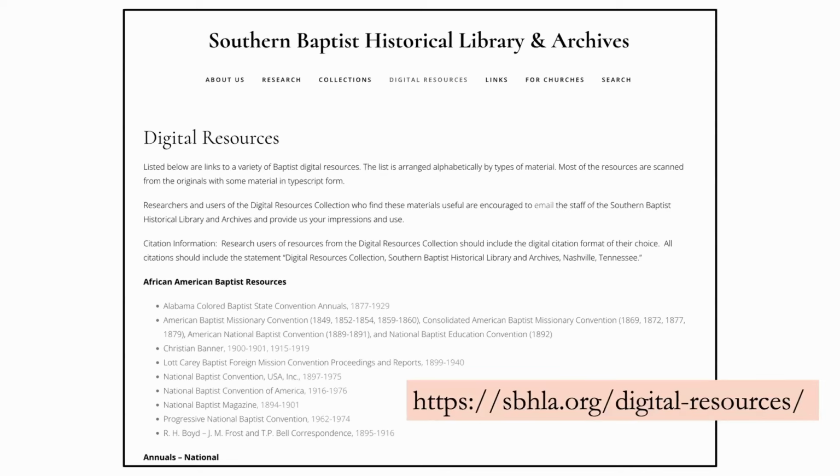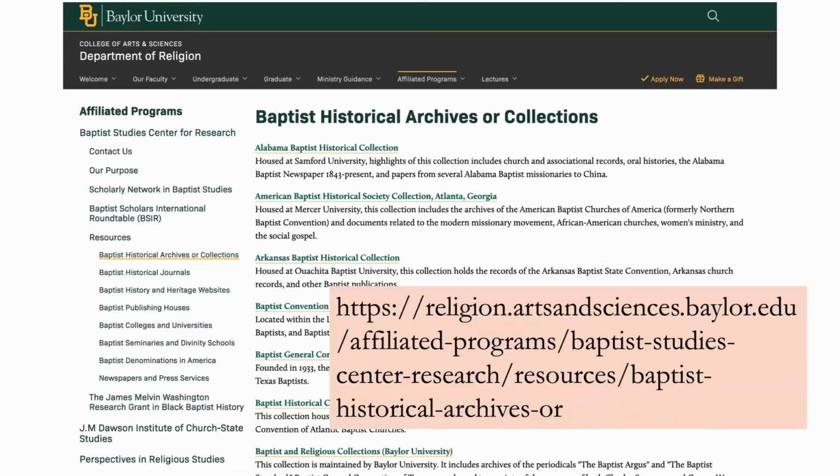So if you are pursuing this research in the South, you may find out that what you've been looking for is very difficult simply because of the way the records were kept in the South. But here's another avenue of finding information about a family or about even an African American family that you may not be aware of. Baylor University, Department of Religion, has Baptist historical archives and collections, and they have them from all sorts of places, Georgia, different places. And then this is the URL, but basically the names.